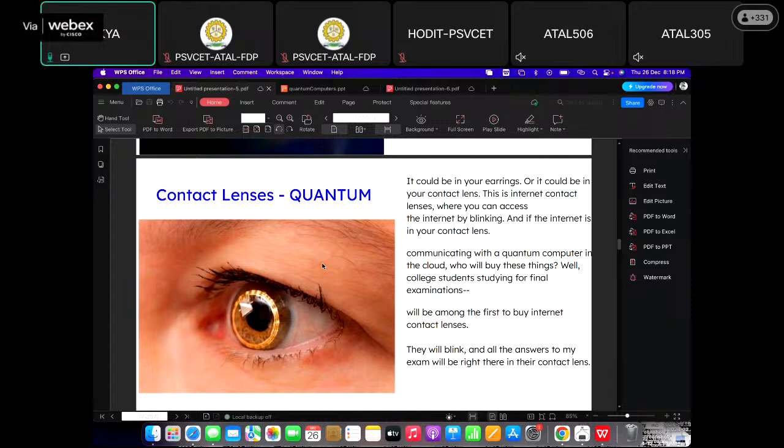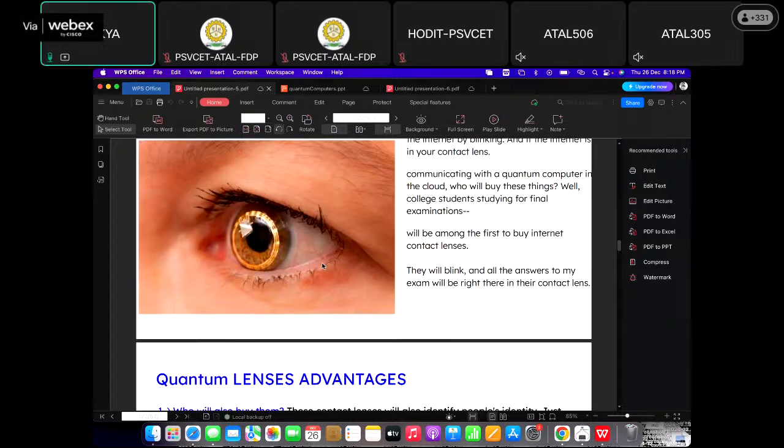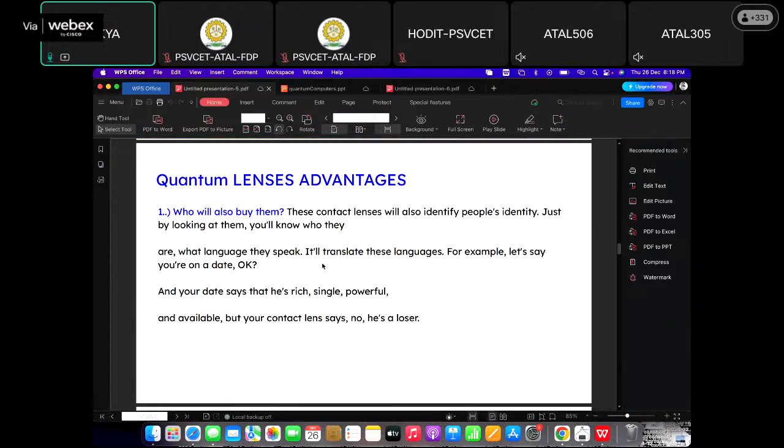This is the power of quantum computing. You need to wear the lens, and that's it. You can check the questions, the answers, even people's biographies. So, quantum lens advantages: who else will buy them? These contact lenses will also identify people. Just looking at them, you will know who they are and what languages they speak, and it will translate those languages. For example, let's say you are on a date, and your date says he's rich, single, powerful, and available, but your contact lens says no, he's a loser. So these are advantages. This is a new kind of internet, the next generation, and it will take decades.